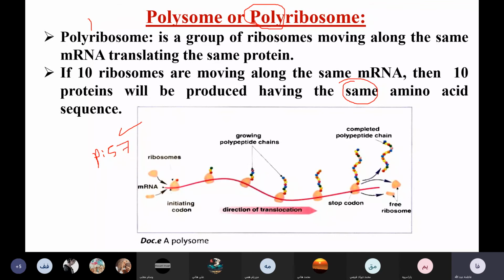57, document E. It's the polysome. Okay, it shows the ribosomes.